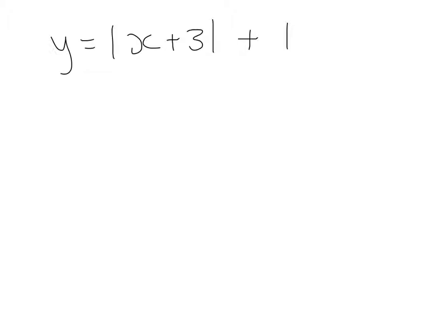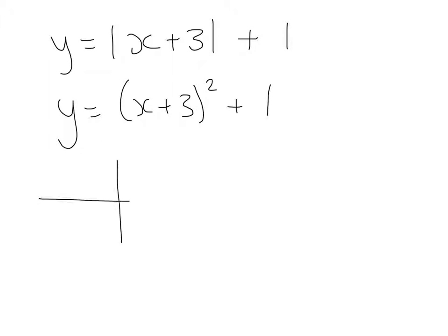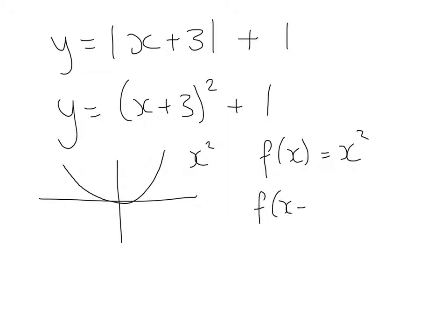How would I draw this graph? y equals mod x plus 3, plus 1. Well, how would I draw this graph? y equals (x plus 3) squared plus 1. I would say to myself, okay, I'm going to start with an x squared graph. That looks like that. Then I'm going to go inside the function f of x equals x squared, and I'm going to add 3, f of x plus 3, to get (x plus 3) squared.